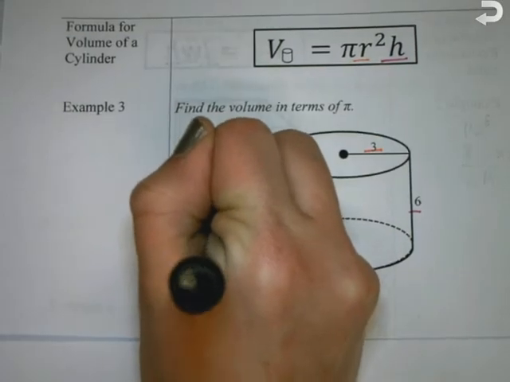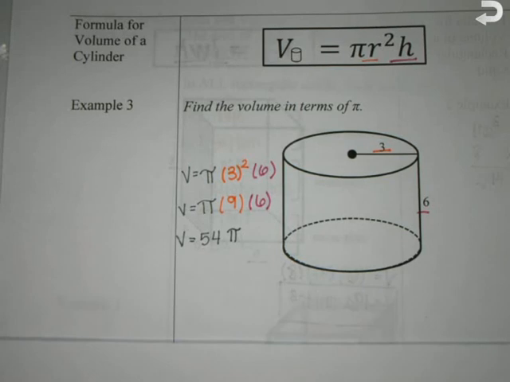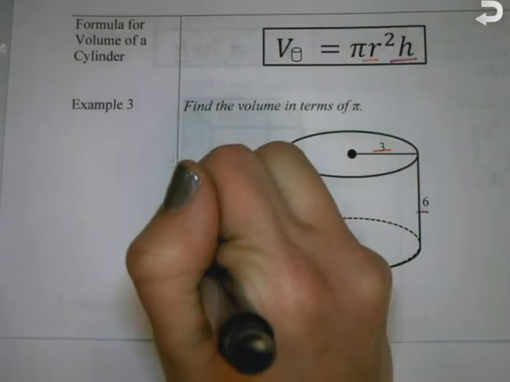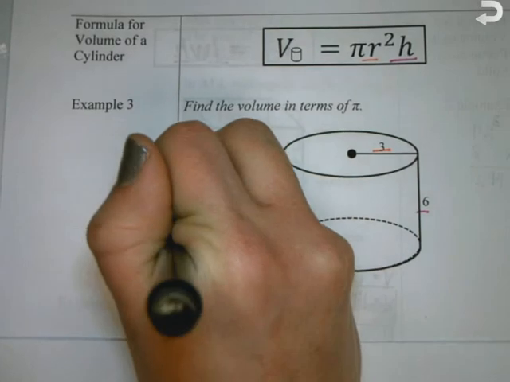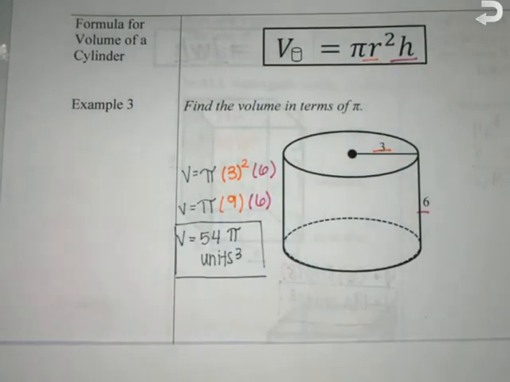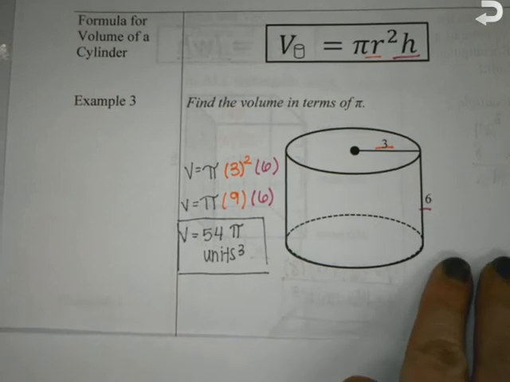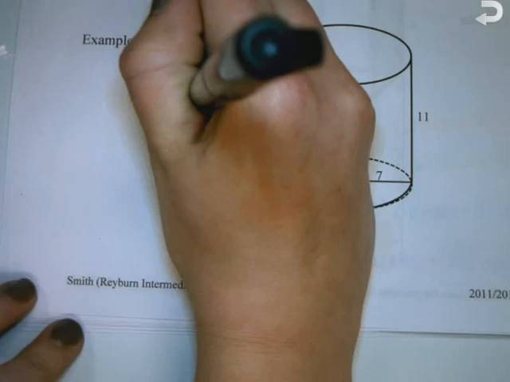Okay. And what are my units? Do they give me any? No, so let's write units cubed. 54 pi units cubed. The formula for volume is volume equals pi r squared. What is r, Kevin Yang? What's r?